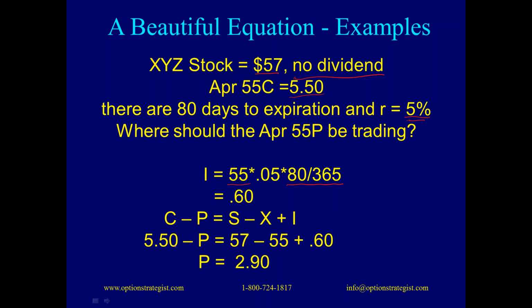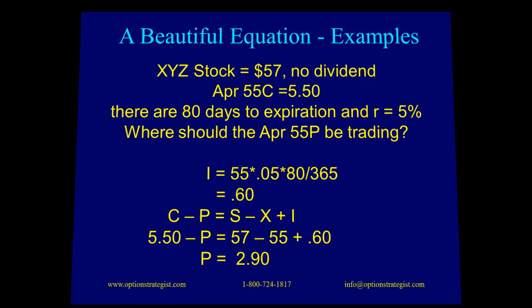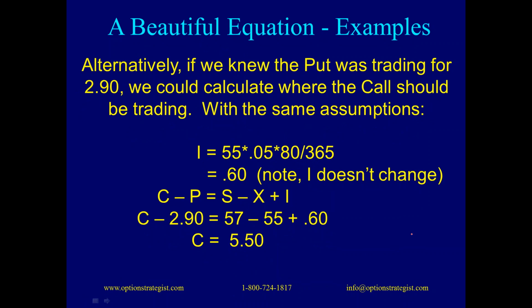All right, so the call is 5.50. We're solving for the put. The stock is 57, the strike is 55, and the interest is 60 cents. We solve the equation for P, and we get the put should be trading at 2.90. Now, alternatively, suppose we knew the put was trading for 2.90, we could solve for the call. And we do it the same way. First, we calculate the interest term. Well, the interest term isn't going to be any different. It's still the 60 cents. I doesn't change. And so we put it into our equation, and we get now the call is equal to 5.50. Okay, so we know that based on the assumptions that we have, the call and the put are trading for 5.50 and 2.90 respectively.